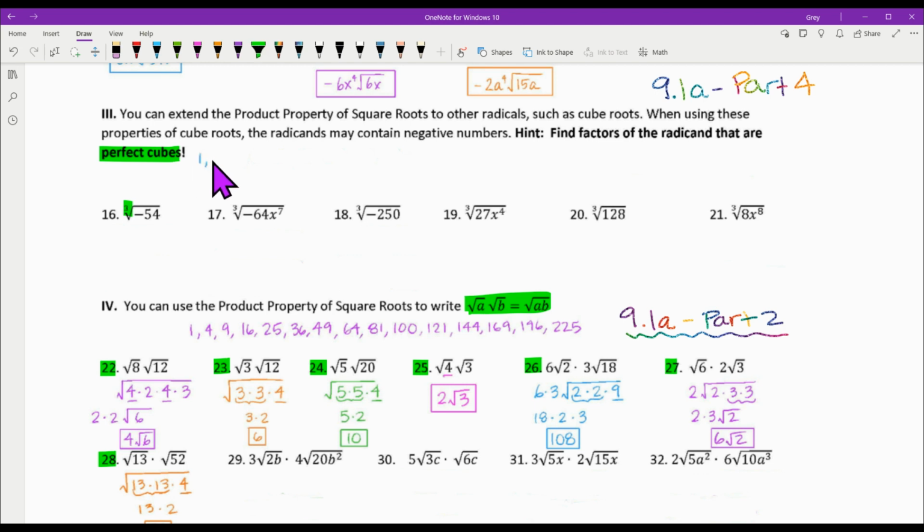1 cubed, 2 cubed, 3 cubed, 4 cubed, 5 cubed, 6 cubed, 7 cubed, 8, 9. Y'all know what 10 cubed is? Please tell me you know what 10 cubed is. Exactly. It's 1,000. Okay, so we got to know our perfect cubes, or it's helpful to know those perfect cubes.